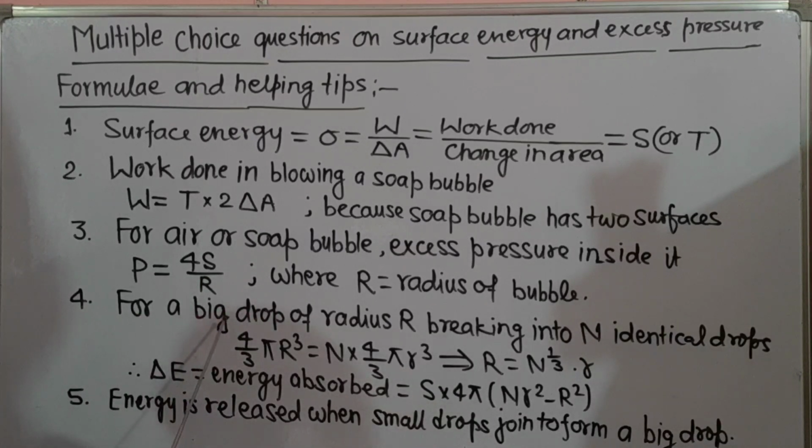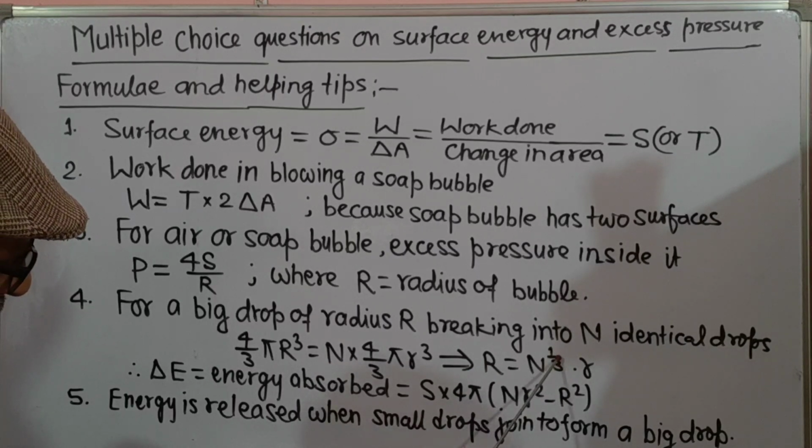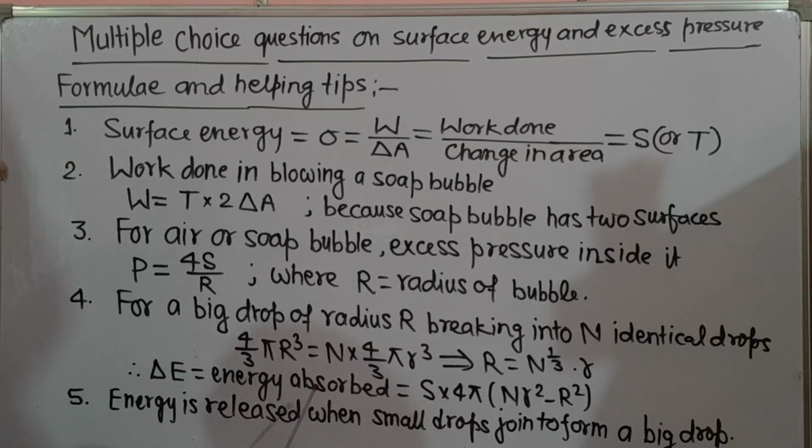Next, for a big drop of radius R breaking into n identical smaller drops of radius small r, as total volume is equal, therefore we get capital R is equal to n power 1 by 3 into small r. Therefore, energy absorbed will be equal to S into 4 pi into total A2 minus total A1, that is n r square minus R square.